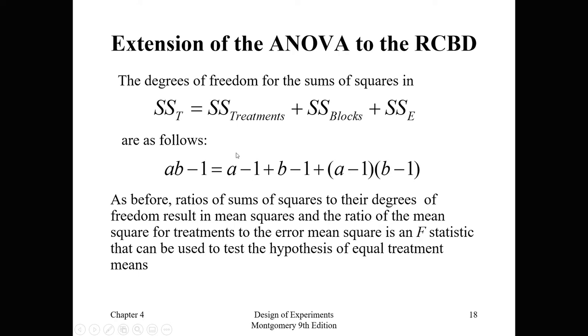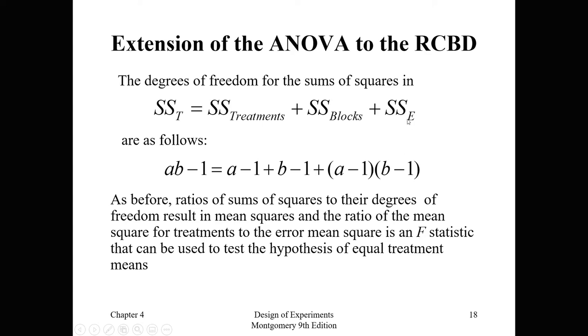So this little a minus 1 is what we had before. This is what you would expect. And same thing with the b. We have b blocks, so we very well expect for the sum of squares blocks to have b minus 1 degrees of freedom. Then the sums of squares for the error is the a minus 1 times b minus 1 quantity. So that's a little different than we would normally expect.